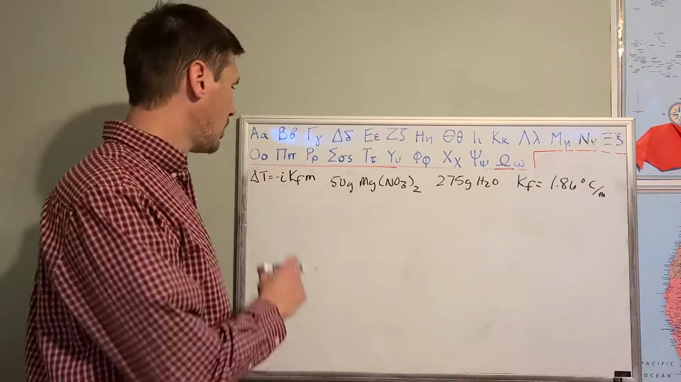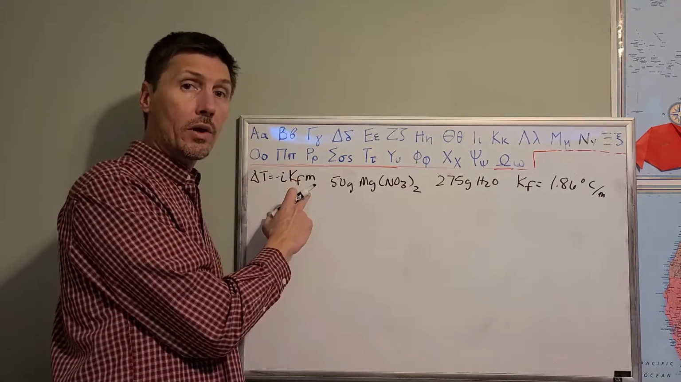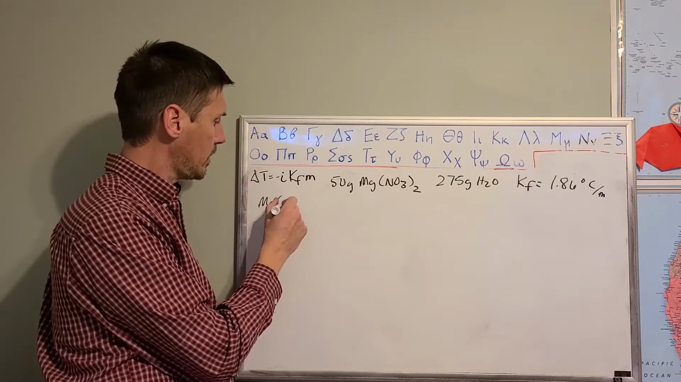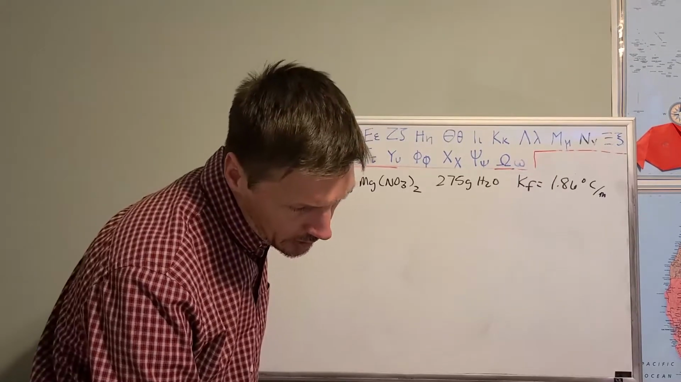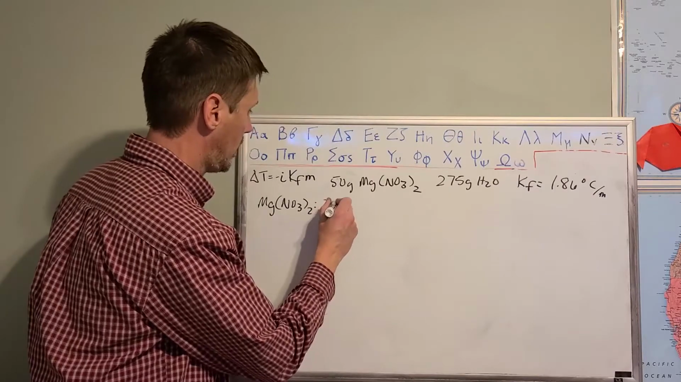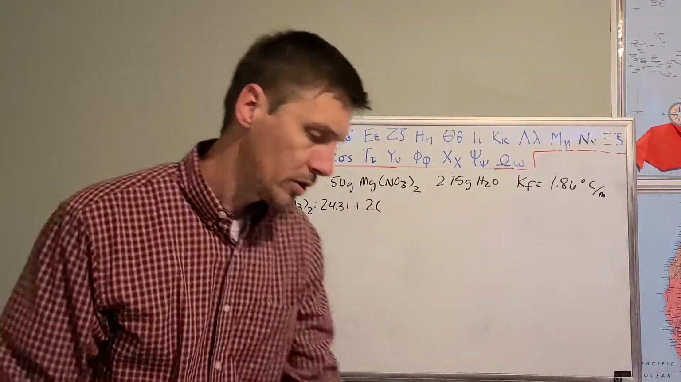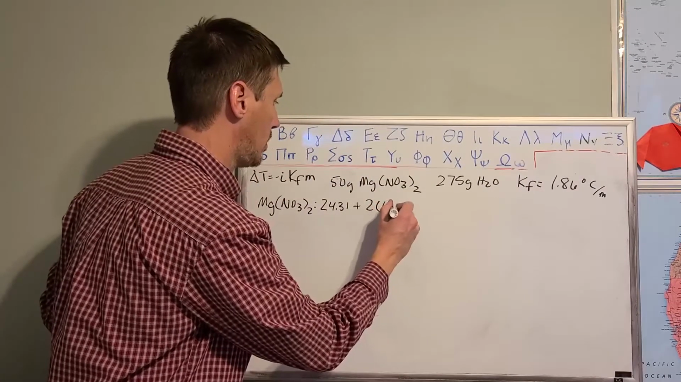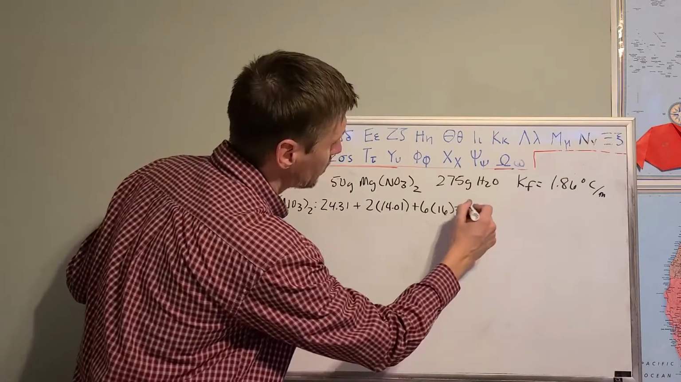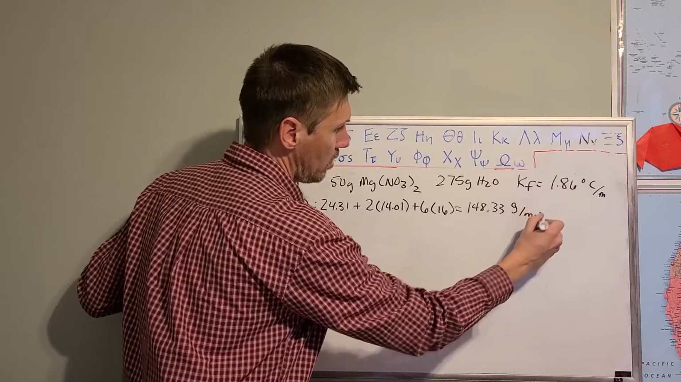So again, what are we going to need for this calculation? We're given grams here, and we're going to have to calculate molality. So we don't need grams, we need moles. The first thing we have to do is convert this to moles, so we need the atomic mass of Mg(NO3)2. Mg has an atomic mass of 24.31 AMU, plus we've got two nitrogens, so N is 14.01, and a total of 6 oxygens, so 6 times 16. Our final atomic mass is 148.33, so we have 148.33 grams per mole for this compound.